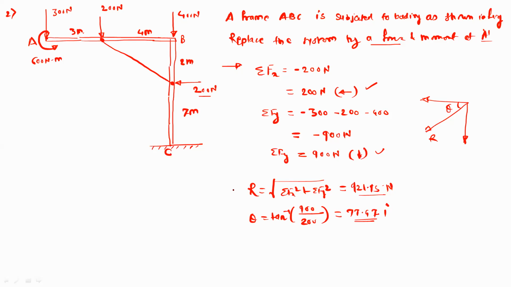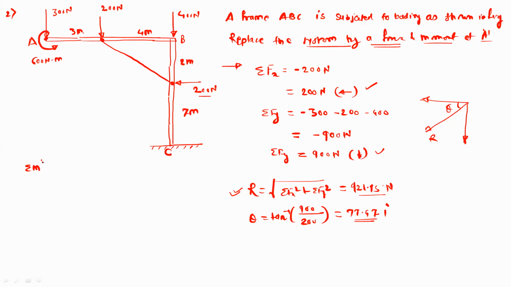So this is called a single force, that is a resultant. Now if you observe the question, we need to replace the system by force and moment at point A. So first find out the distance of the resultant with respect to point A. This is the point A given. We can find the distance of the resultant by using Varignon's theorem.